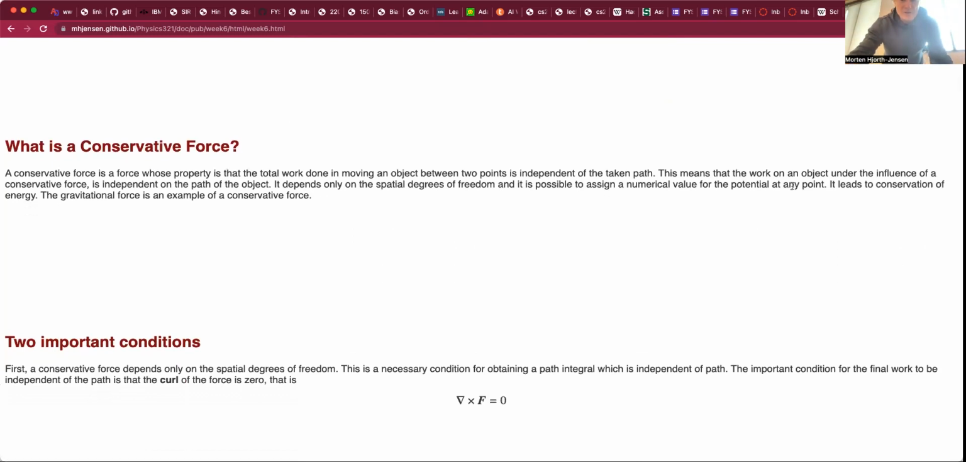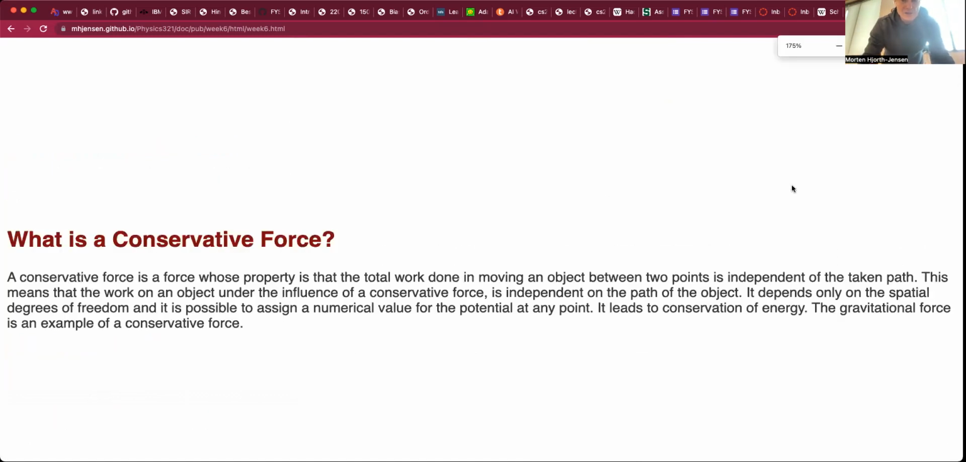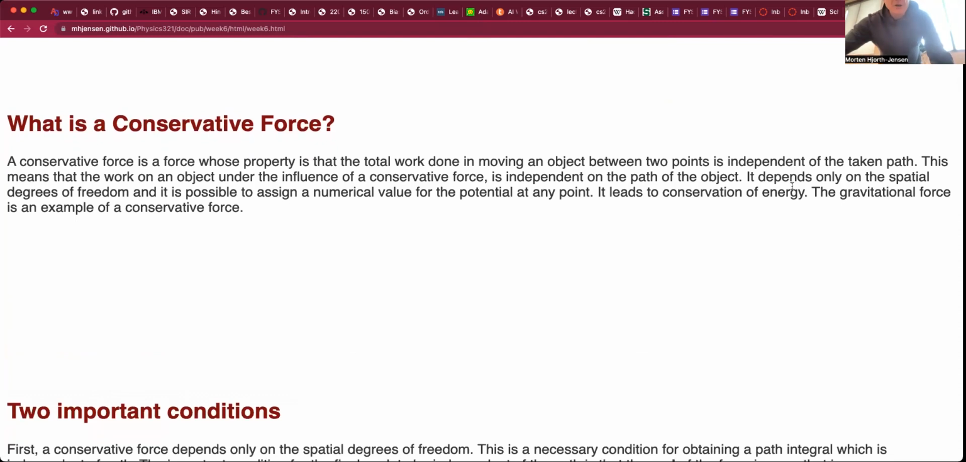And I wanted to repeat some of the things here before we switch to the whiteboard. So a conservative force is a force whose property is that the total work done on moving an object between two points is independent of the path. And some of you may have seen this proof in mathematics courses. So when you started to look at multivariable analysis and you were introduced to partial derivatives and things like a line integral, have you seen these concepts before?